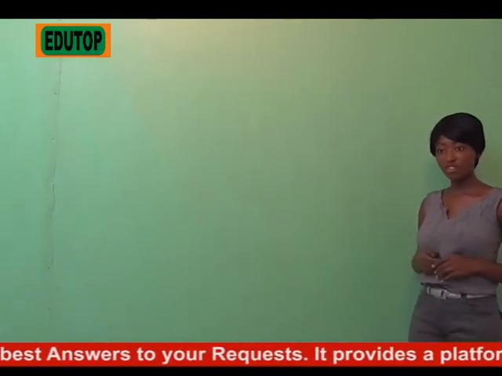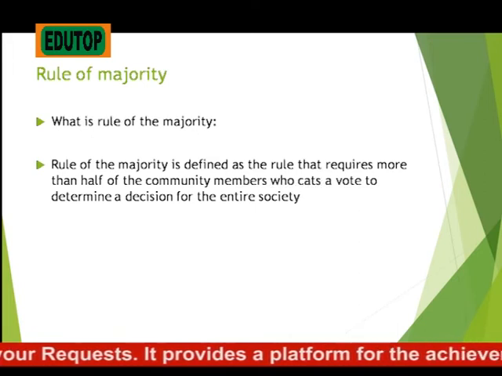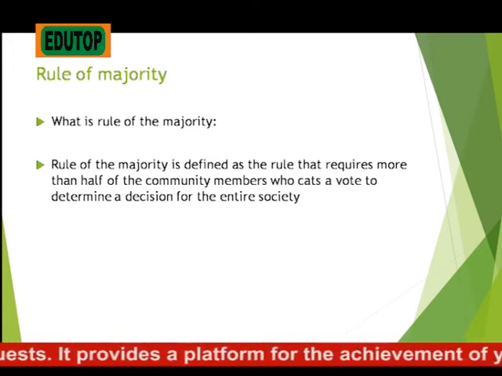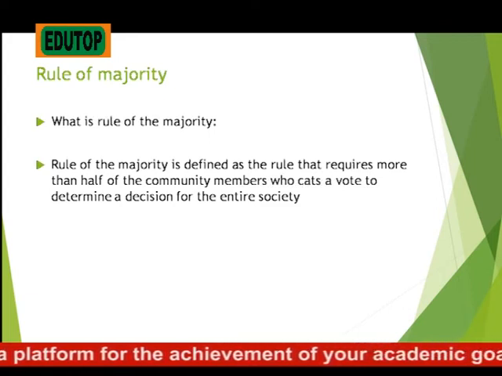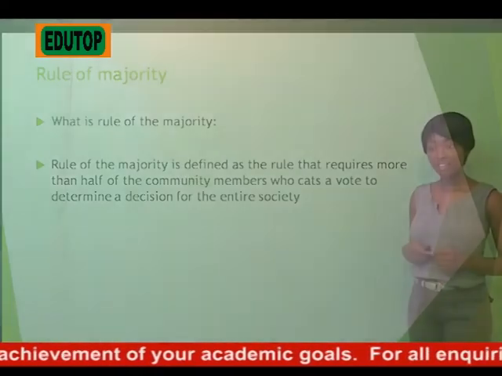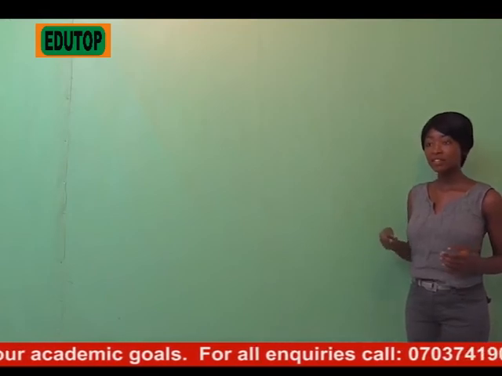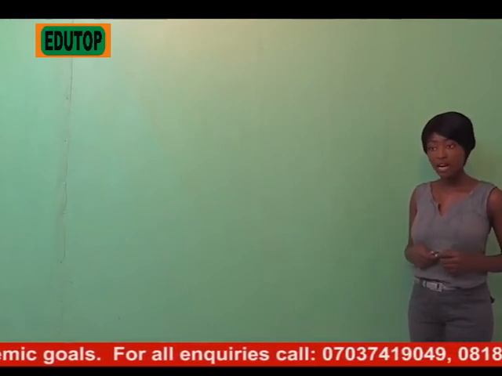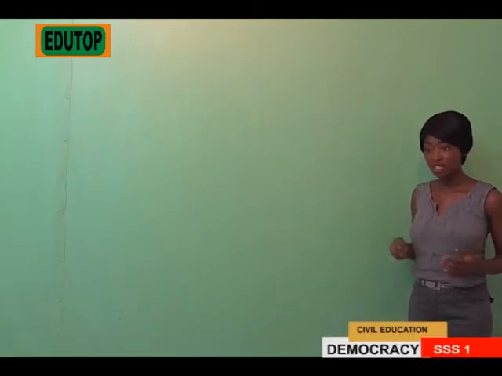Rule of the majority. What is rule of the majority? Rule of the majority is defined as the rule that requires more than half of the community members who cast a vote to determine a decision for the entire society. That is, the majority of the society members decide who to put in power and what policy to put in place. They do this in respect of the society at large.